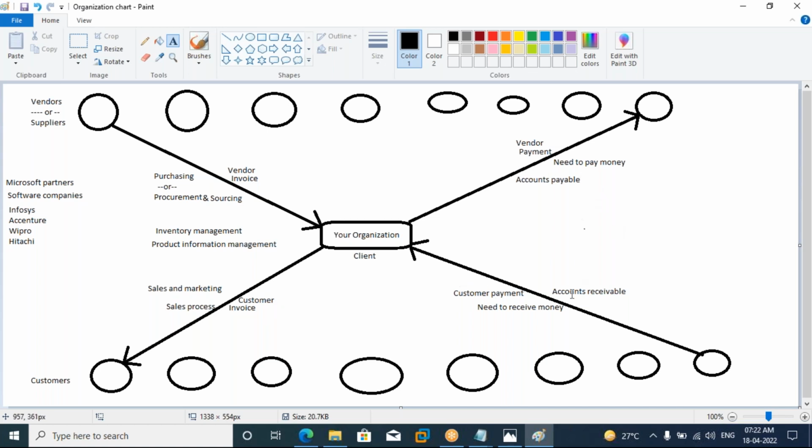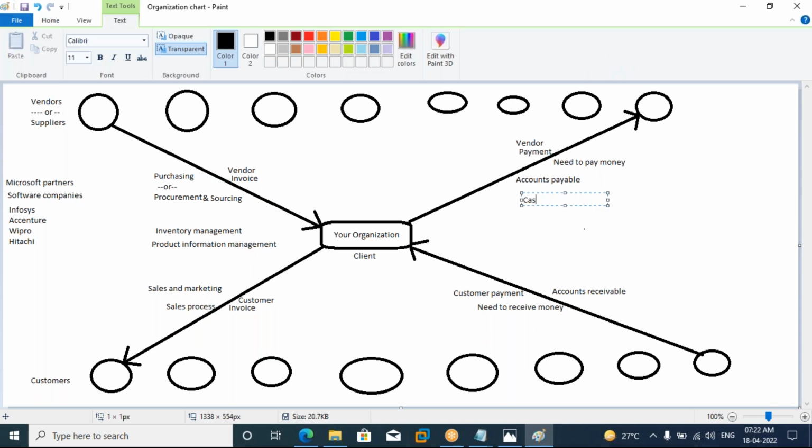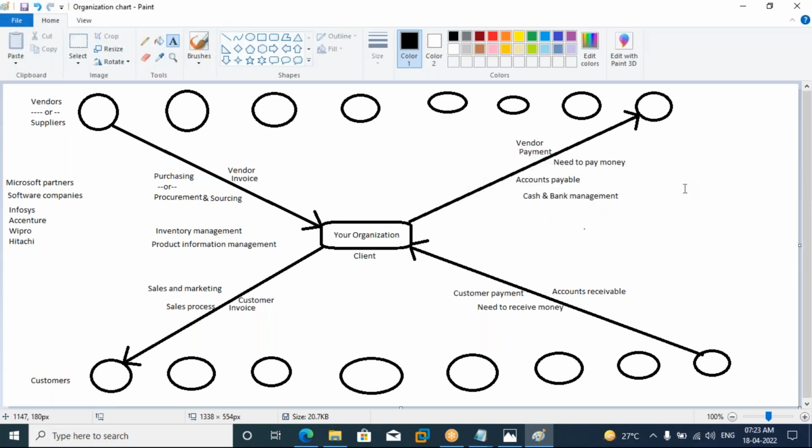So accounts payable, accounts receivable. For payment, we need to understand the accounts payable module. For receiving money, accounts receivable. To do these things, we need cash or bank. Money receiving and money payment means cash or bank. So you need to understand cash and bank management, because you are doing payments and receivings through cash or bank.